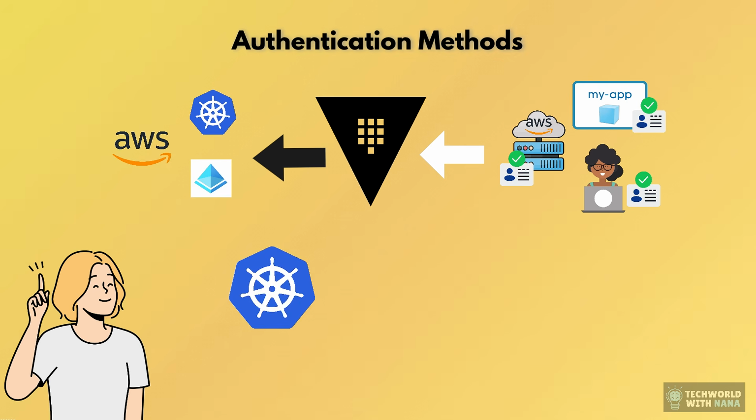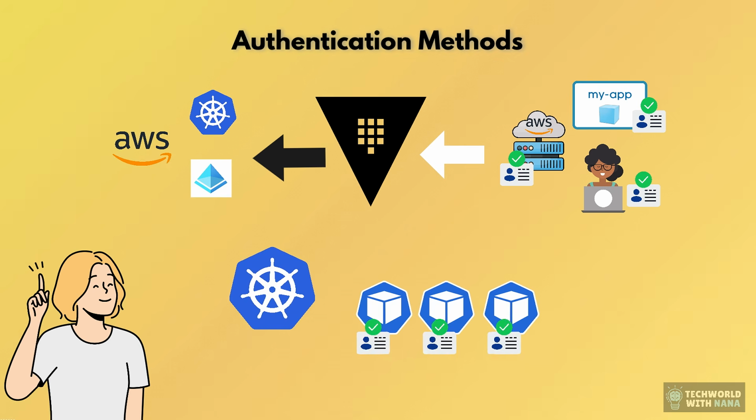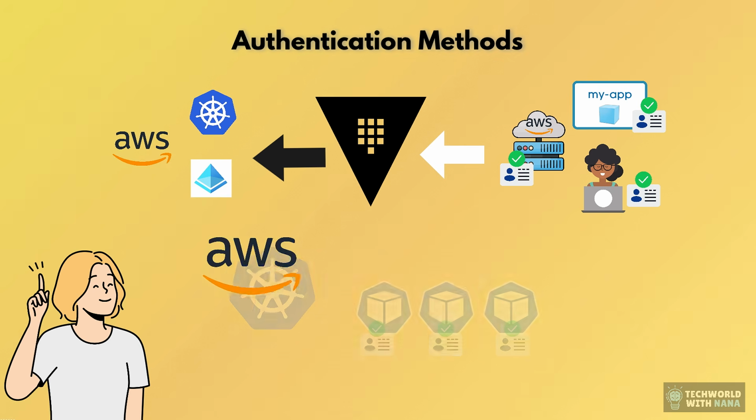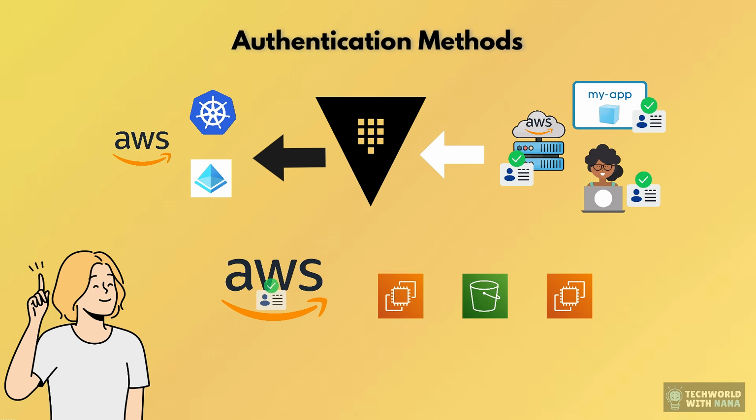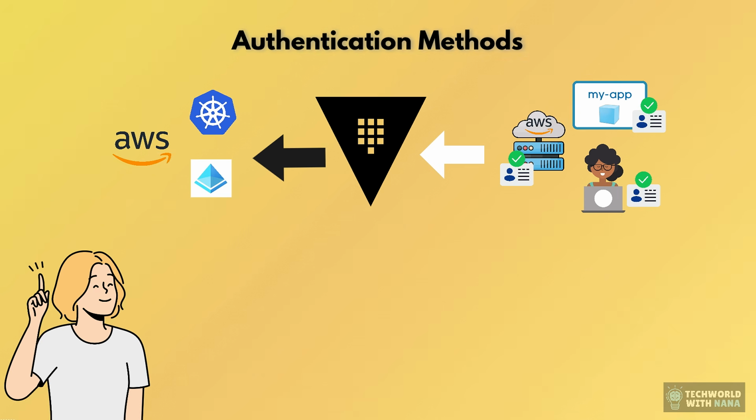Like Kubernetes gives its pods or services identity saying, this pod is from my cluster, or AWS gives its services identity. So Kubernetes and AWS are essentially identity providers for Vault. And that's why we have the term.